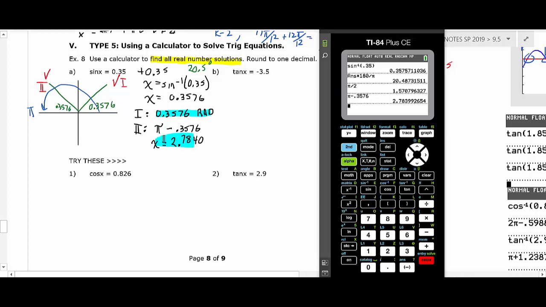Now what we're going to do is find all real number solutions. So what we need to do is get a formulaic answer to this problem.